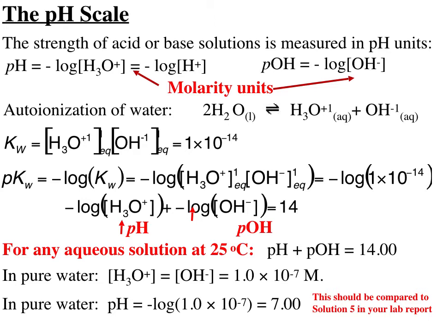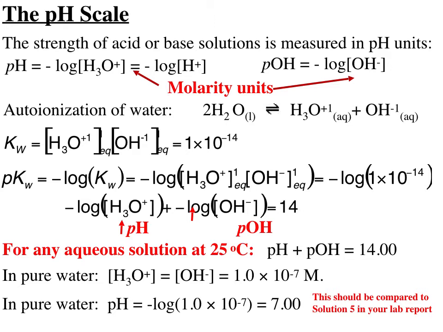The reason you take the negative log is that small numbers have negative logarithms, so the negative in front of this makes the pHs positive. Now, it turns out that you can actually have negative pHs if you have strong enough acid solutions, but generally speaking, almost always, and in particular, anything we're going to use is going to have a positive pH value.